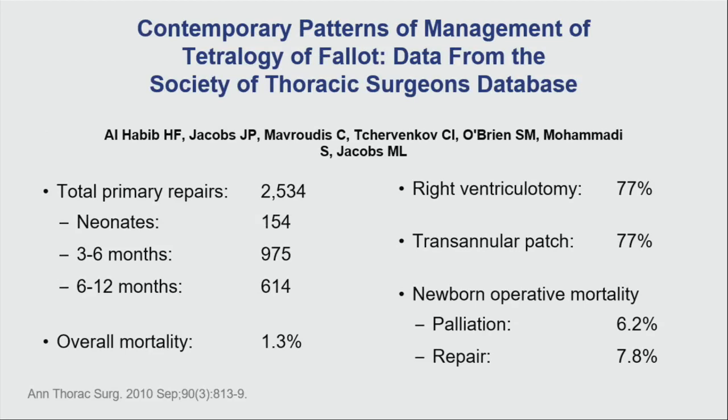This is a study now from 2010, just to give you guys an idea of the difference in patterns of usage from the Society of Thoracic Surgeons database. As you can see, the vast majority of centers are operating on patients somewhere around 3 to 6 months, to a certain degree 6 to 12 months, and most centers are not necessarily operating on newborns. The overall mortality is about 1.3% in the entire series.